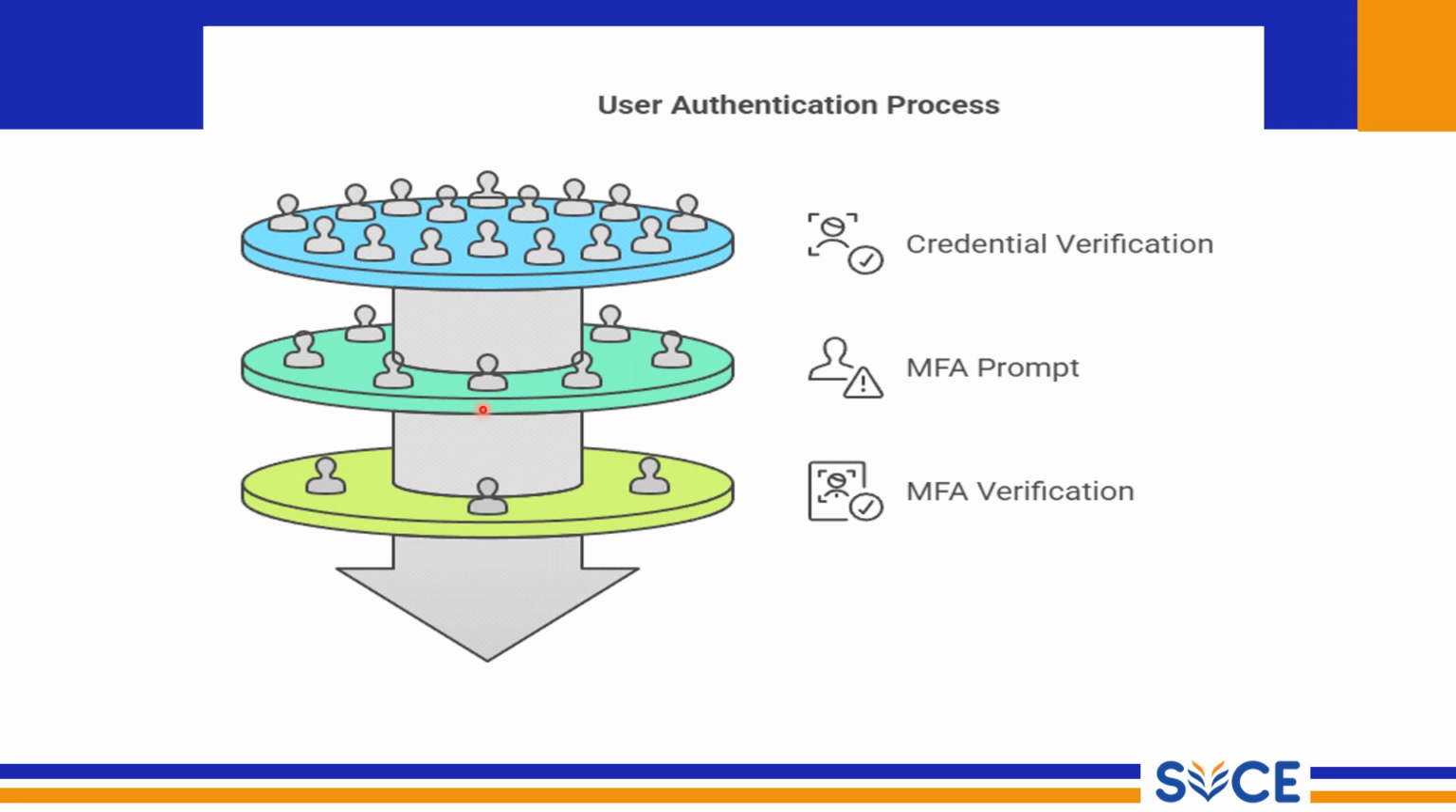Basically, this is the overall flow of the user authentication process: credential verification, MFA prompt, and MFA verification. MFA is nothing but multi-factor authentication. You can go for various types of authentication like single factor. We have already discussed this in the unit 1 videos, I think, so you might refer to that particular video. So a single layer will be formed at each and every step, and by means of this, the user will be authenticated.